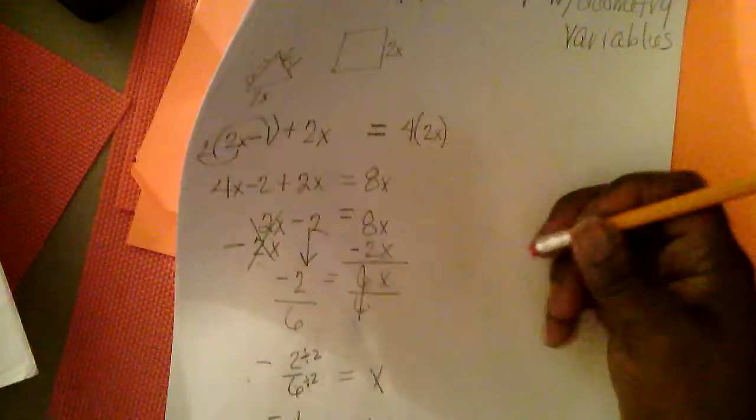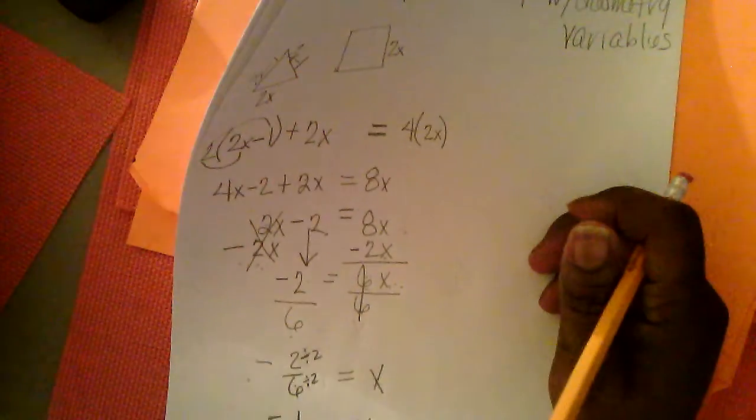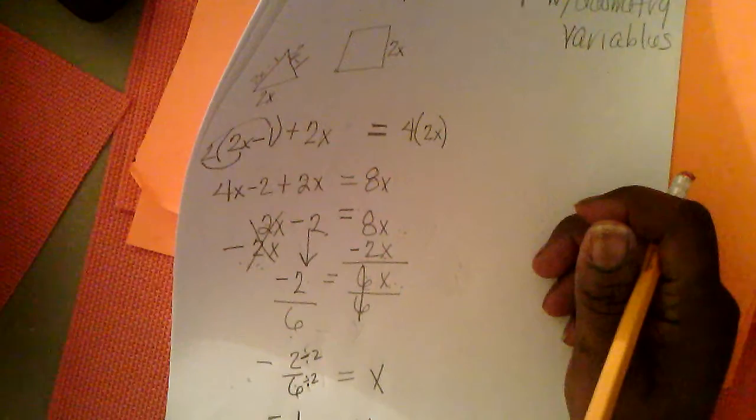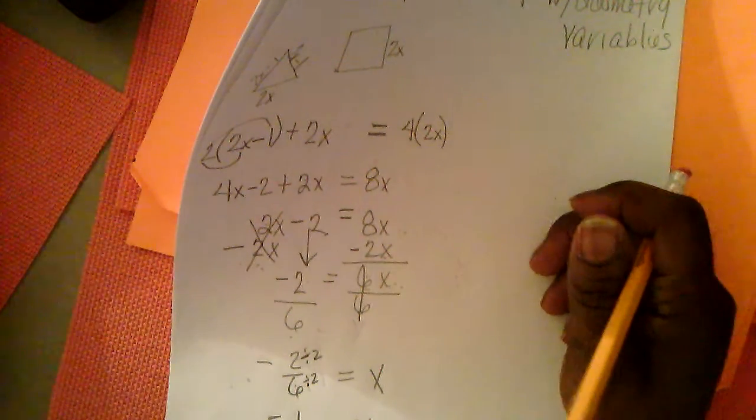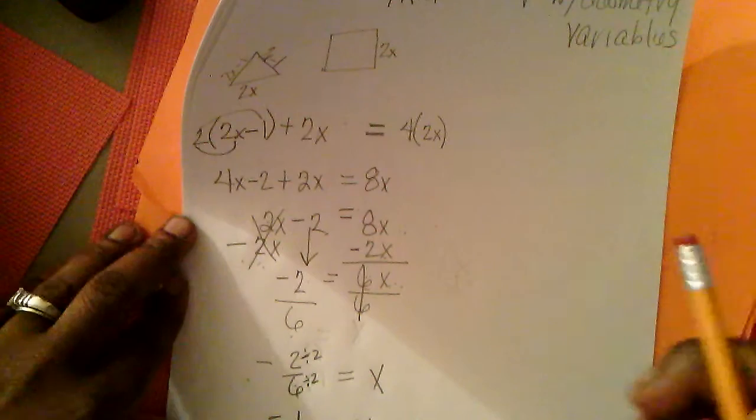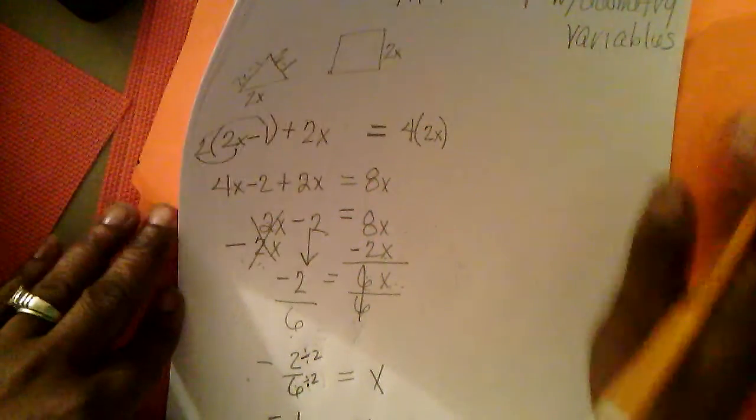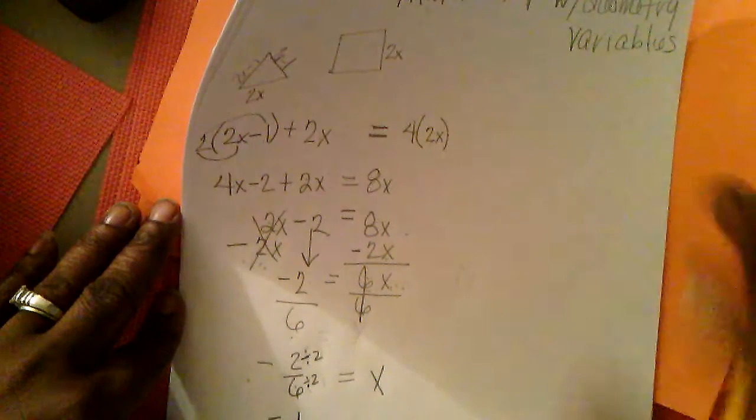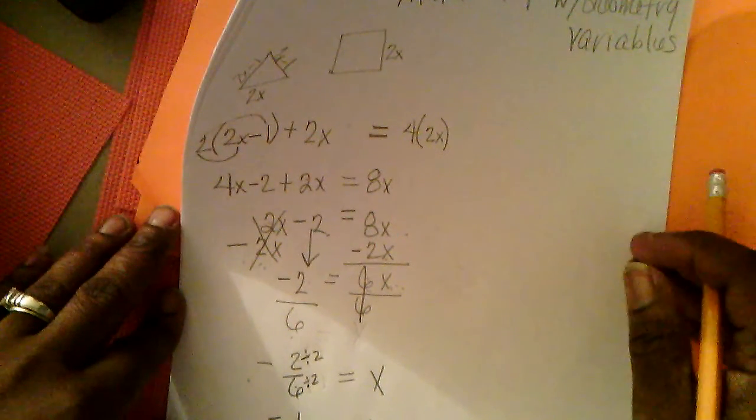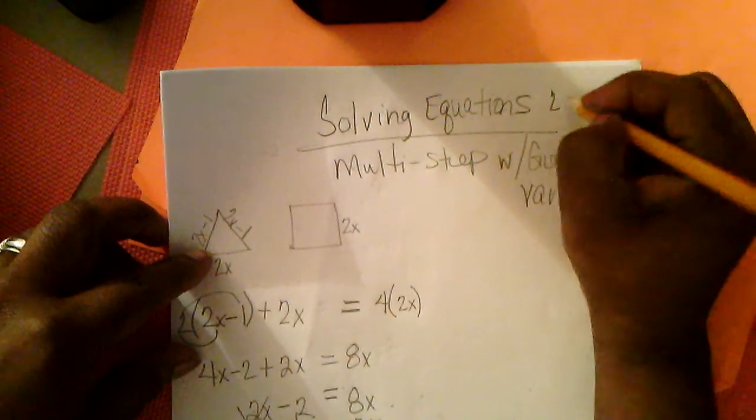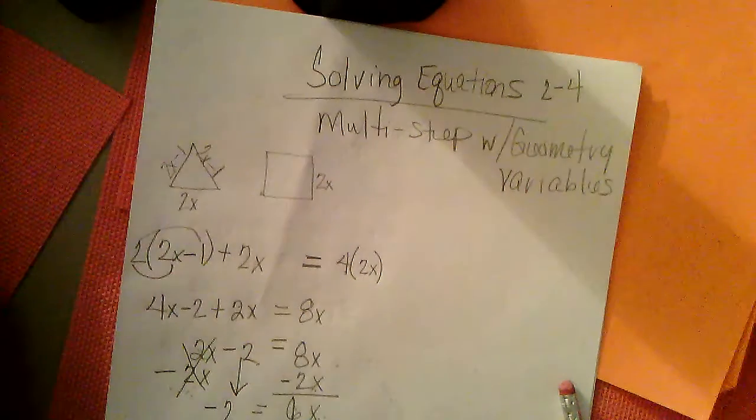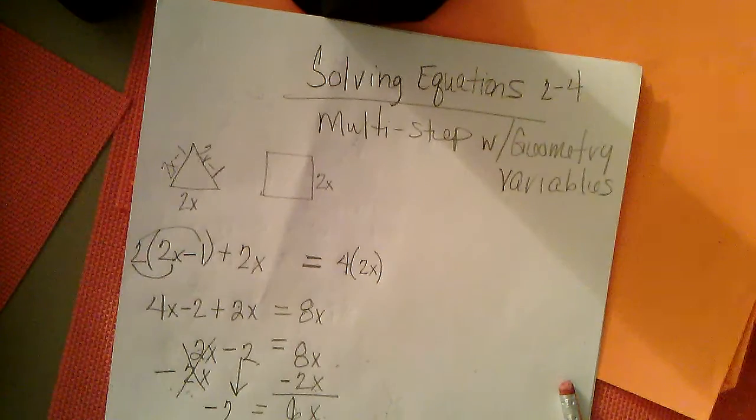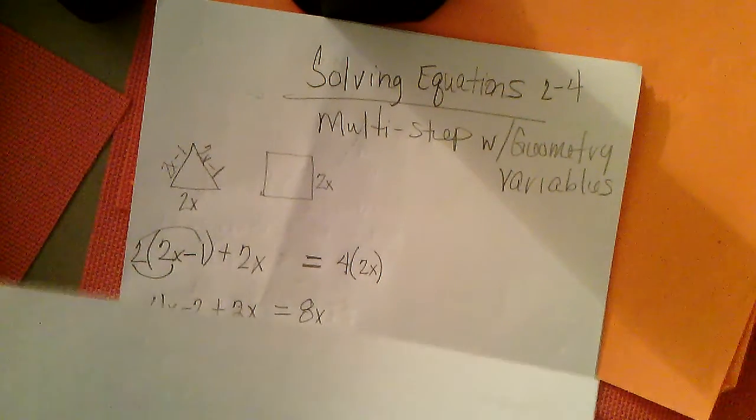So this should definitely help you with the problem solving page in your packet. And it kind of breaks that information down for you. If you have additional questions for me, please send me a message, and I'll be more than happy to assist you with it. Again, this is section 2-4, the multi-step equations page. And it looks like this at the top.